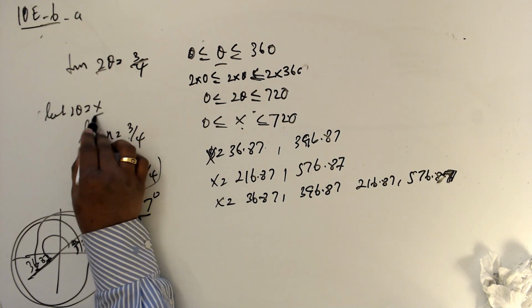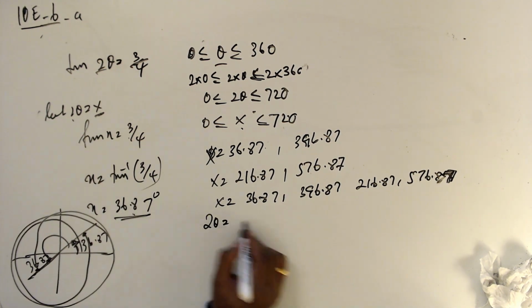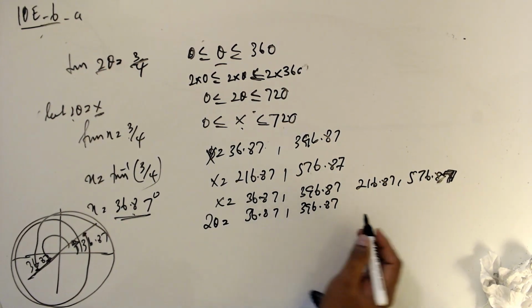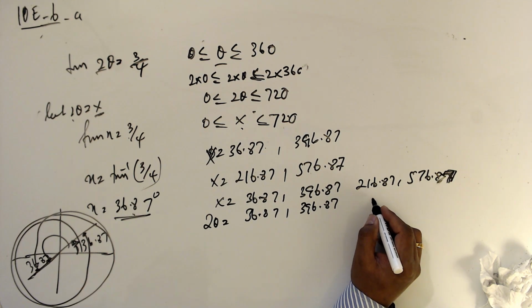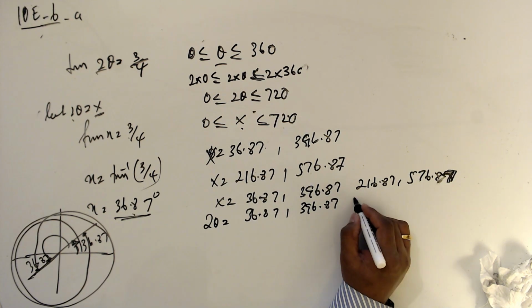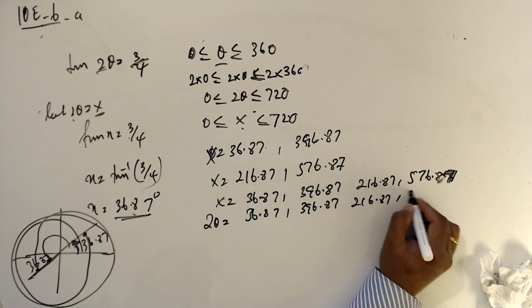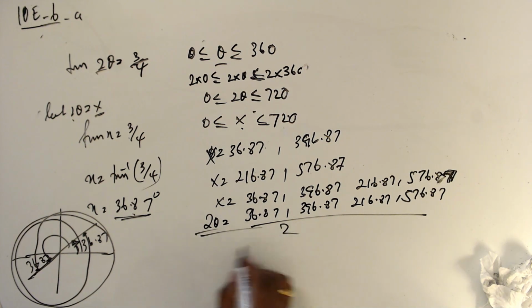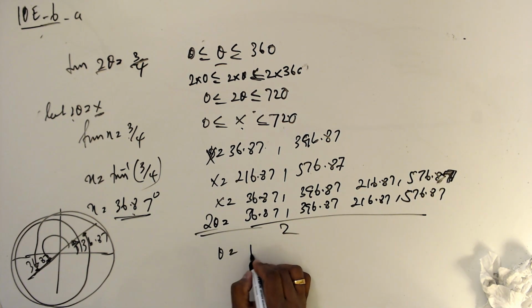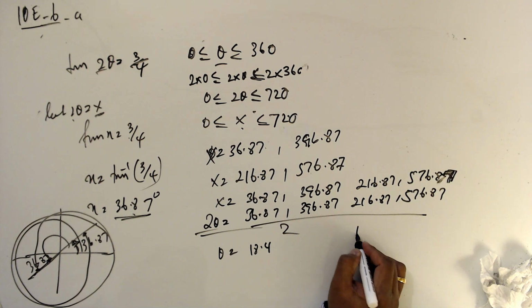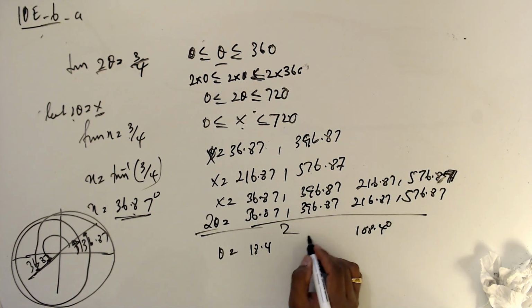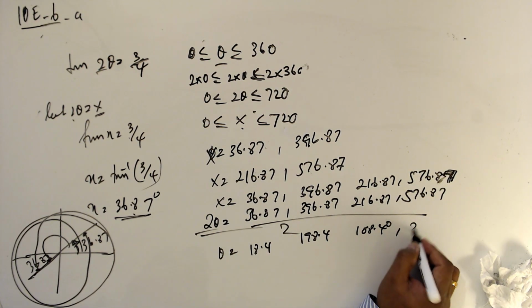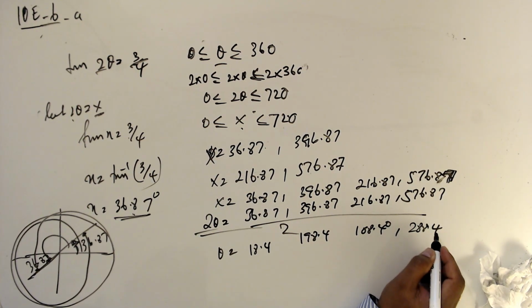Now let's replace x, I mean 2 theta. 2 theta equal 36.87, 396.87, 216.87 and 576.87, divided by 2 everything. Theta equal, this is going to be 18.4, this is going to be 198.4, this is 108.4, and this is going to be 288.4.